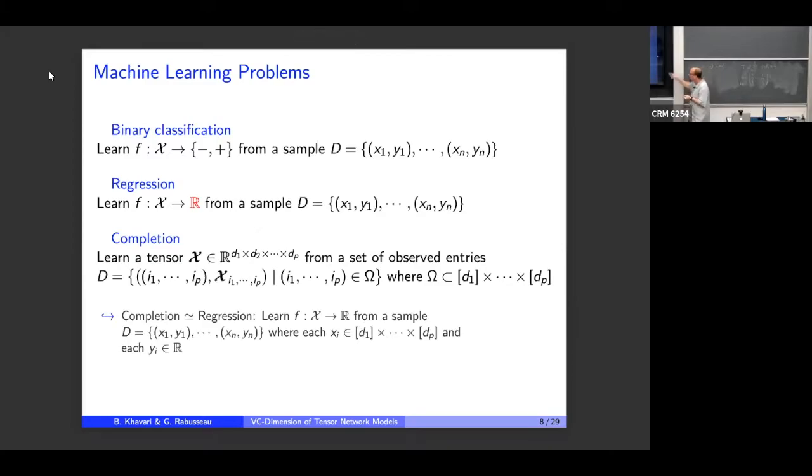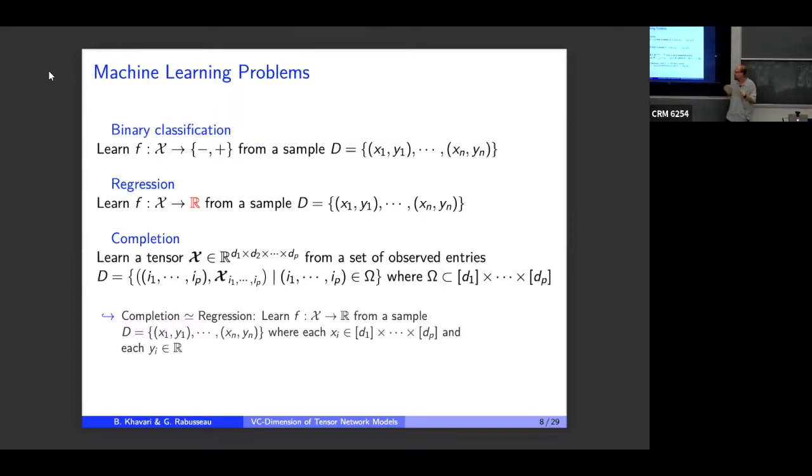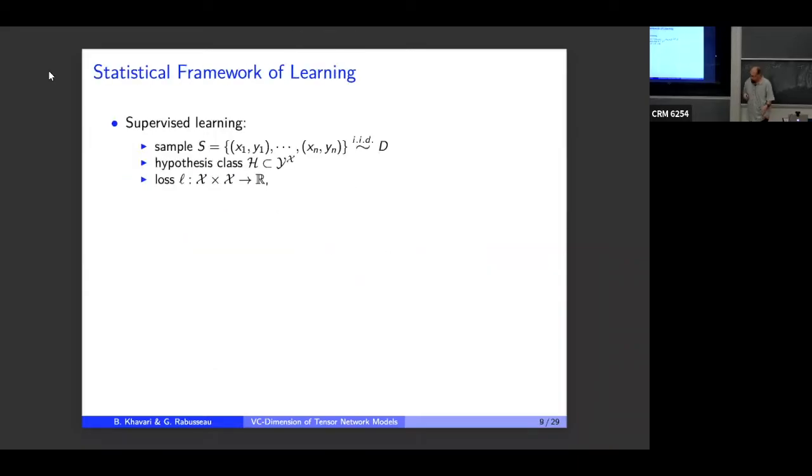And actually, we can see completion as some form of regression as well. We can think of it as regressing from the set of indices, so that each input is actually an index of this tensor, and we want to learn a function that goes from this notation with the integers from 1 to d1 and so on, mapping p-dimensional indices to the corresponding entry in the tensor. We can cast completion as a regression problem. So, is there any question on this?